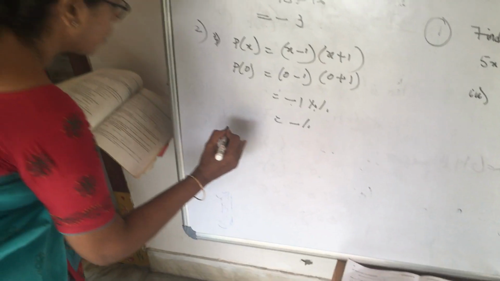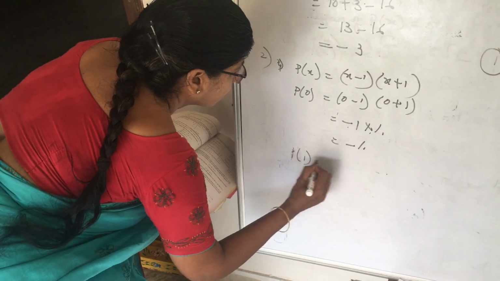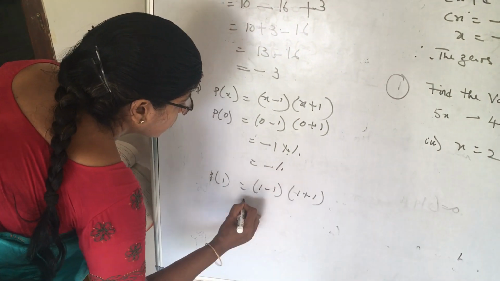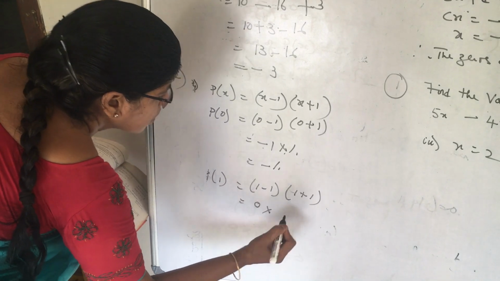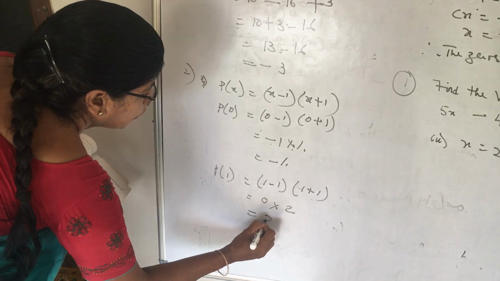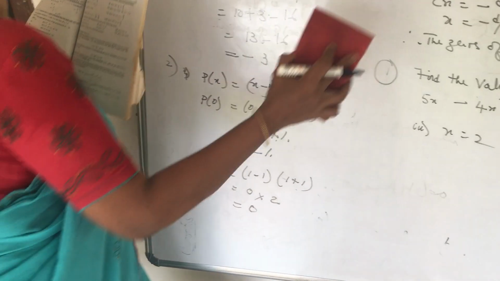Second value is P of 1. 1 minus 1 into 1 plus 1. What is 1 minus 1? 0. 1 plus 1, 2. 0 into 2 is equal to 0.